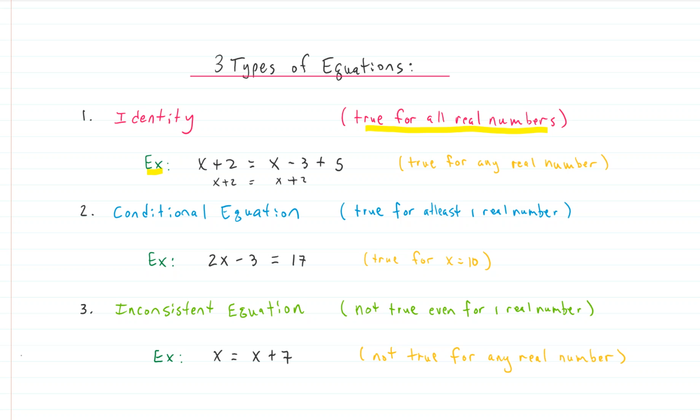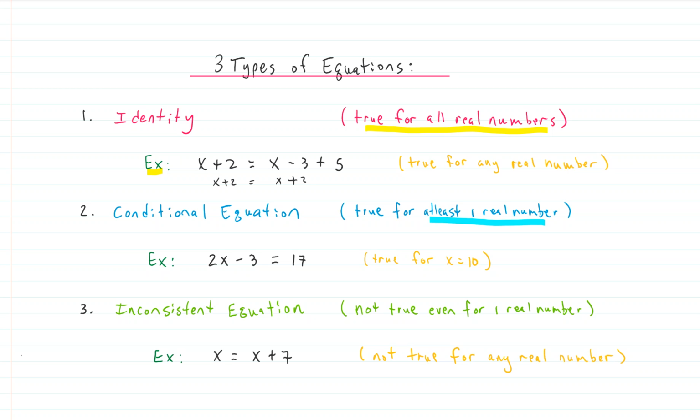Let's move on to our second kind of equation. Our second kind is called a conditional equation. A conditional equation is an equation that is true for at least one real number. So it's not true for every real number, but it is true for at least one. Let's look at an example. 2x minus 3 equals 17.